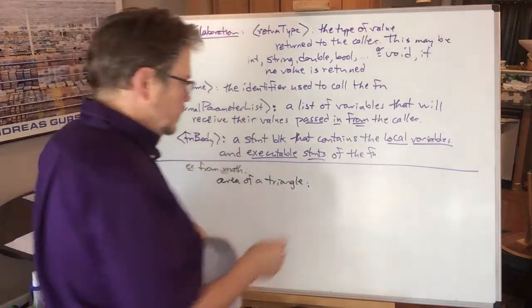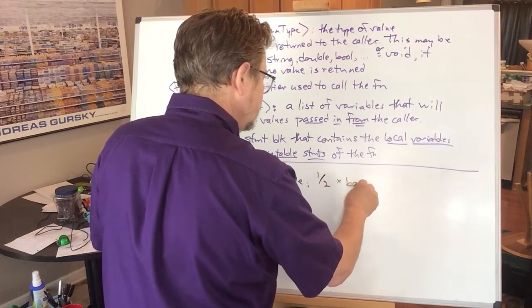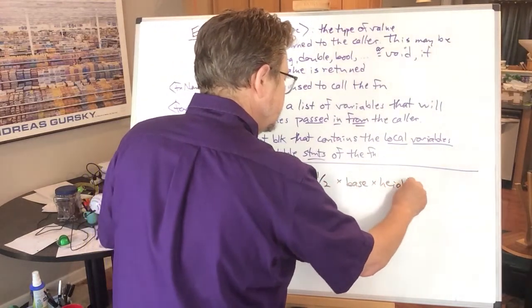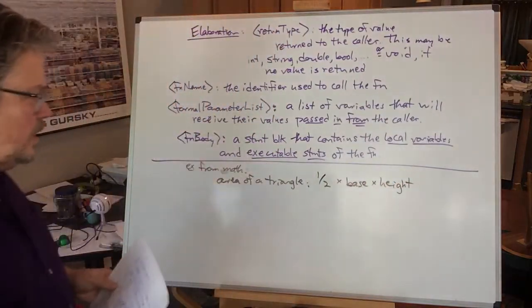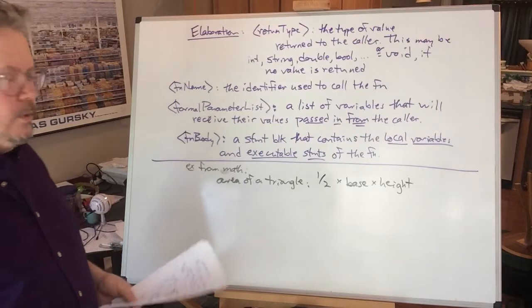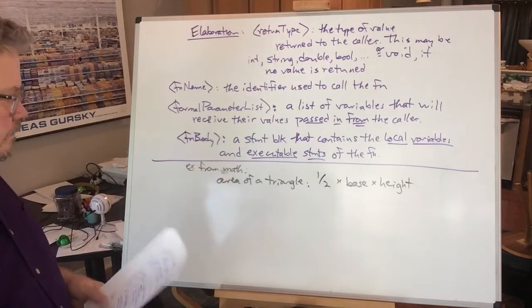We know that, don't we? I hope. One half times base times height. Now, no, that's not C++ yet. It's not even close. But that is the formula, like we could use formulas to calculate temperature conversions or whatever. That's the formula for calculating the area of a triangle.